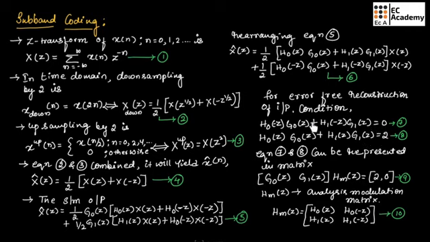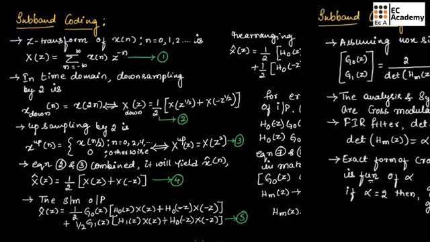So this is the condition for error-free reconstruction of the input image. Now equations 7 and 8 can be represented in the form of a matrix as [g0(z), g1(z)] Hm(z) = [2, 0]. Here Hm(z) is the analysis modulation matrix, which can be given as [h0(z), h0(-z); h1(z), h1(-z)].